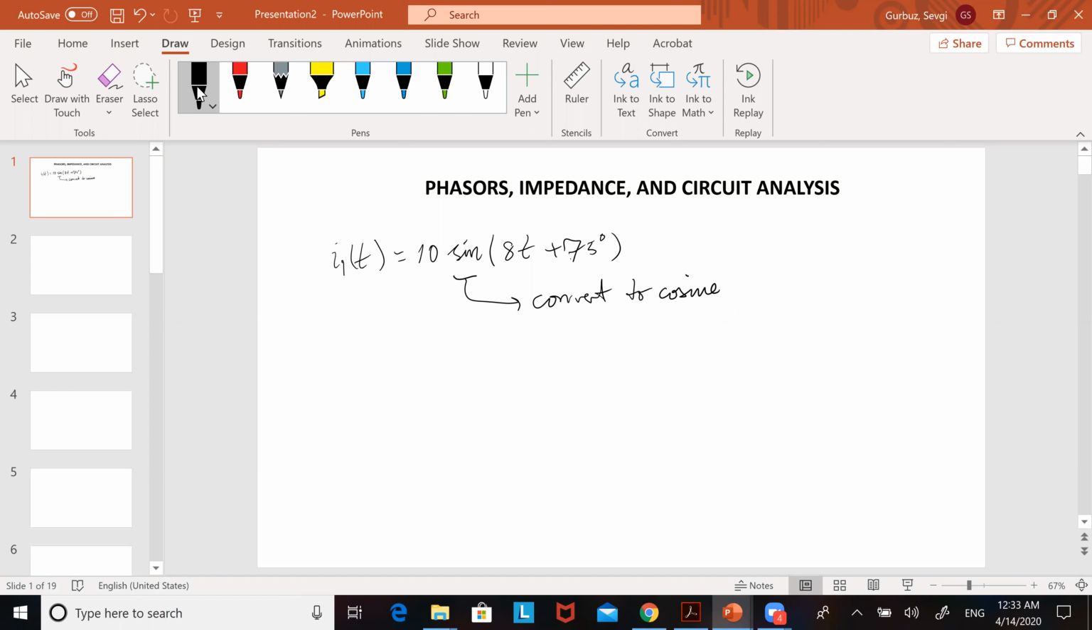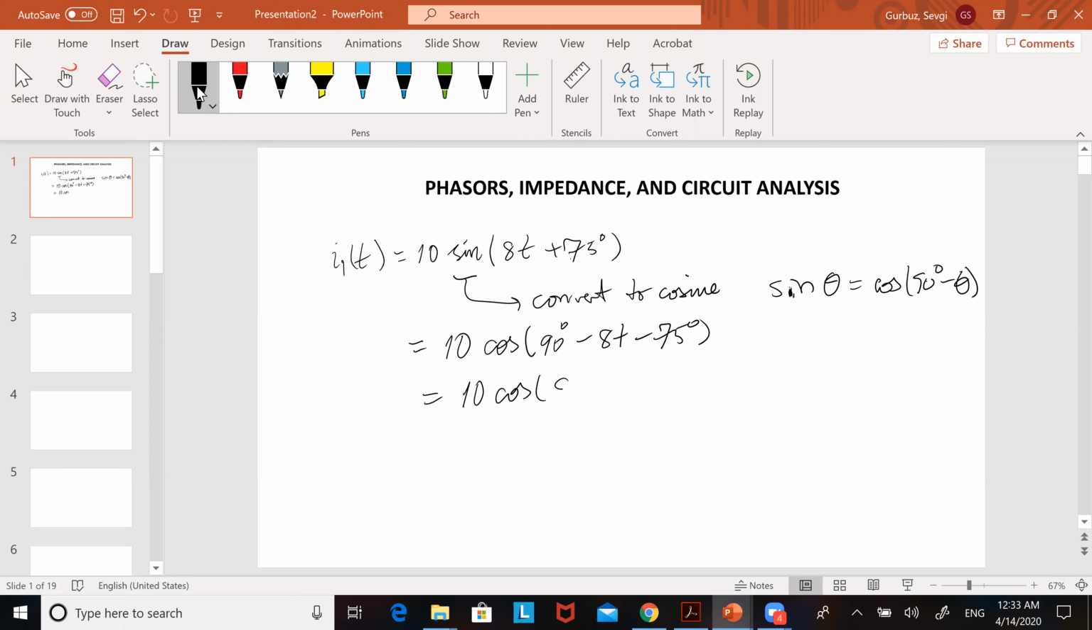From trigonometry, I'd like to remind you that sine of any angle theta is equal to the cosine of 90 degrees minus theta. So we can write this time varying function simply as 10 times the cosine of 90 degrees minus 8t minus 75 degrees. And then also remembering that the cosine of a negative angle is the same as the cosine of the positive angle, we can flip the signs on the arguments here, and we can write this as 10 times the cosine of 8t minus 15 degrees.